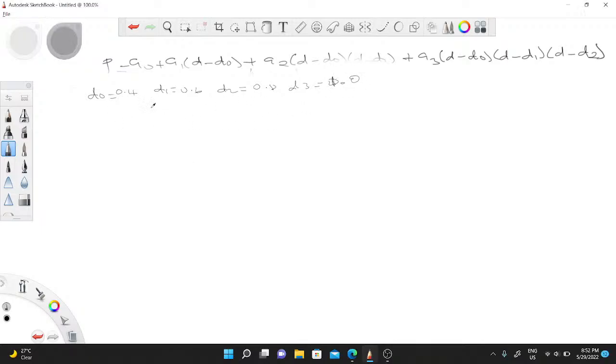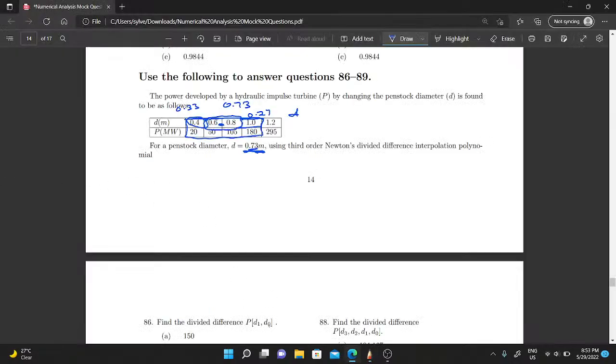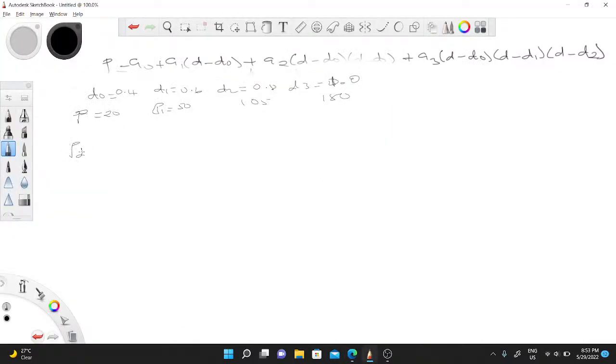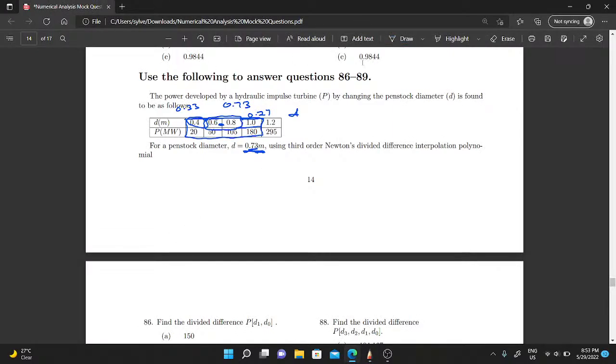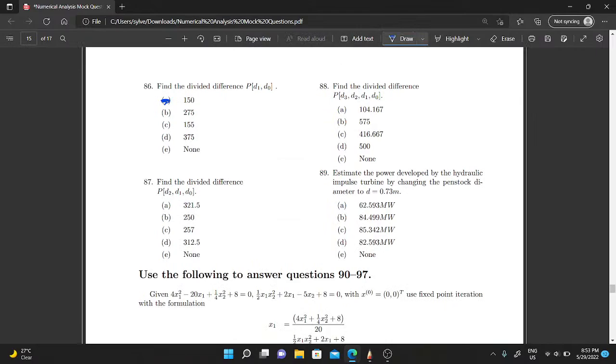So now our P of D naught is 20. The P1 here is 50. Here is 105. And here is 180. Now the first question is to find P[D1, D naught]. P[D1, D naught] is P(D1) minus P(D naught) all over D1 minus D naught, which is 50 minus 20 all over 0.6 minus 0.4, which gives us 30 over 0.2, 150. Right, so we have 150 as our answer for A.